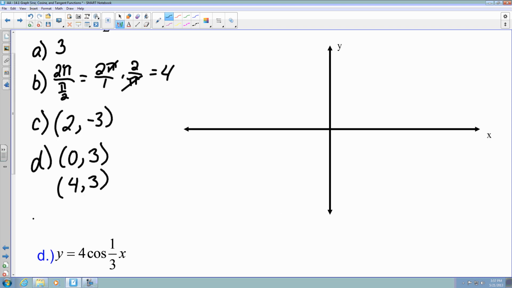And then the last thing they want us to find is the x-intercepts. The x-intercepts for cosine, there are 2 of them, one of which is 1/4 times the period, so 1/4 times 4 is 1, comma 0. The next one is 3/4 times the period, so 3 divided by 4 times 4 gives me 3, comma 0. So those are the points for that particular function.